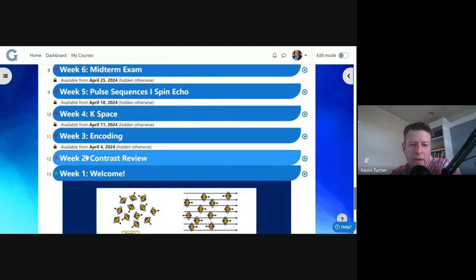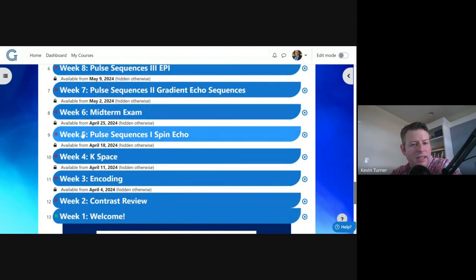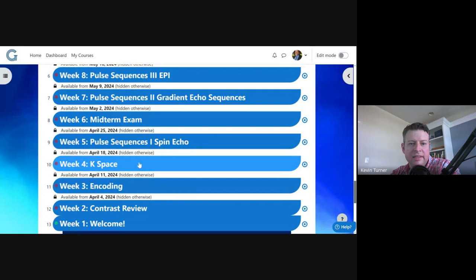So not understanding weeks 2, 3, and 4 means that week 5 is going to be pretty hard to understand, because this is just talking about variations in contrast, encoding, and K-space. In pulse sequences two, we'll talk about different variations of contrast encoding in K-space. So if you don't understand contrast encoding in K-space, none of the rest of the class will make any sense, right? We're learning the basics, and then we're learning all the variations of those basics. So this is week two. This is our second lesson in these three fundamental steps in how we scan MRI, all right?